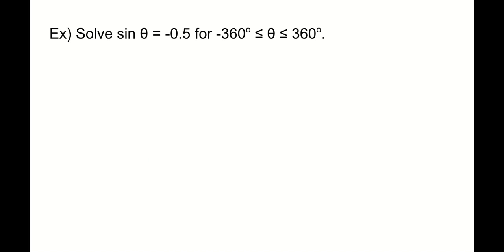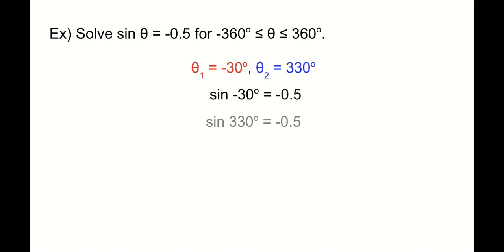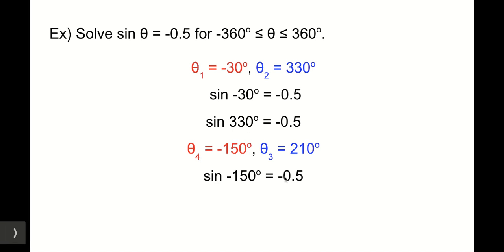Okay, let's just check them out real fast. So I'm suggesting that these two angles produce a ratio of negative 0.5. So sine of negative 30 is negative 0.5. Sine of 330 is negative 0.5. And now I'm suggesting these are the other two. So sine of negative 150 is negative 0.5. Sine of 210 is negative 0.5. So you'll see those four angles will produce this ratio of negative 0.5. So those are all the negative and all the positive within this, one circle counterclockwise, one circle clockwise.